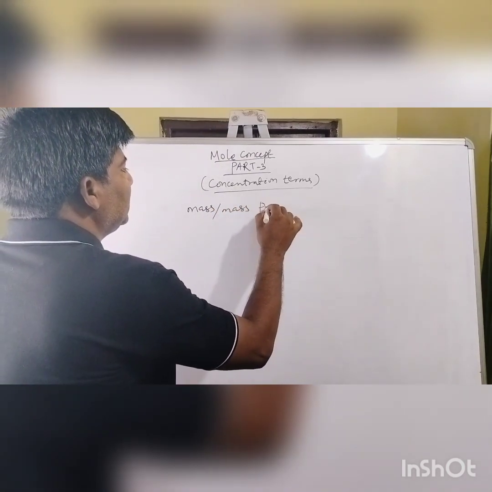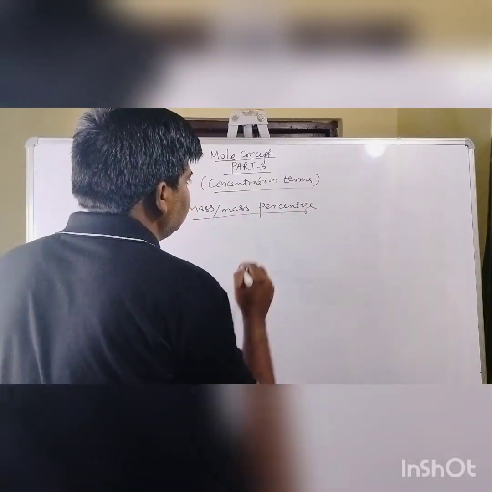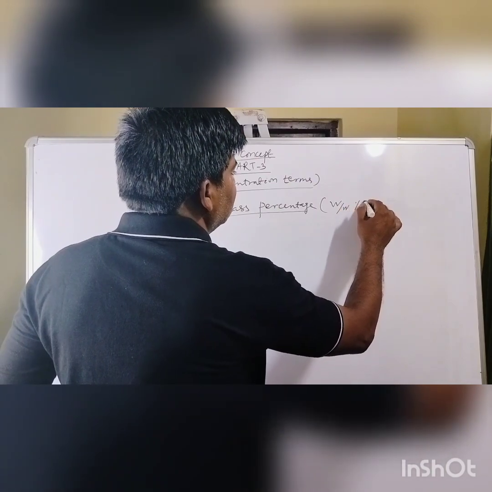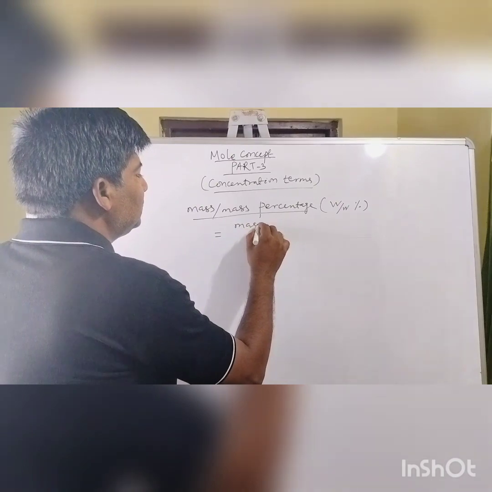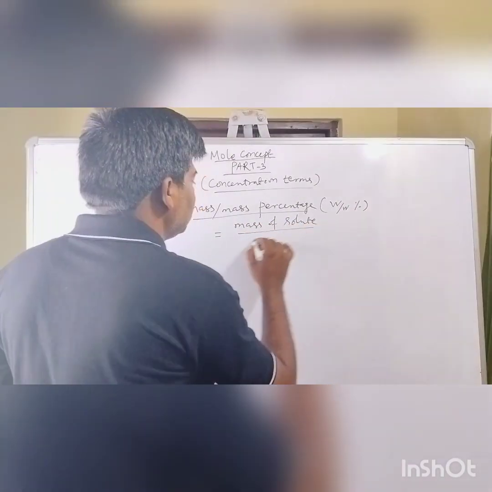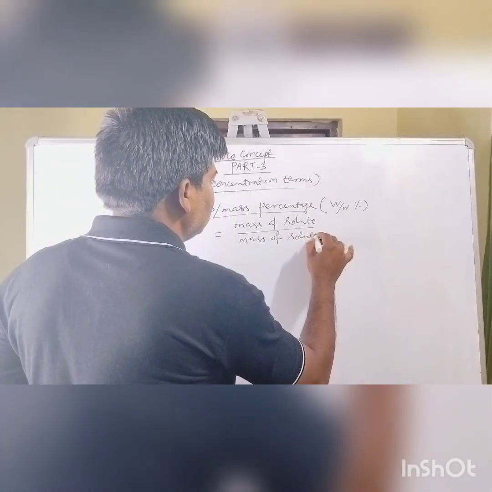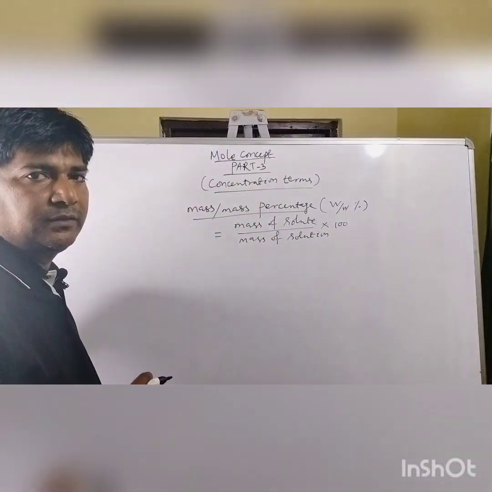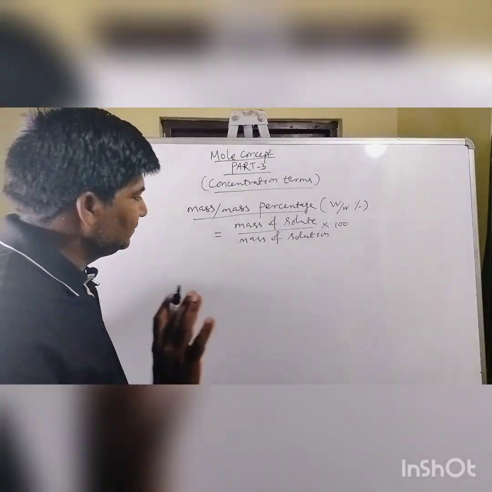Mass by mass percentage, or briefly you can write W by W percentage. This is equal to mass of solute by mass of solution into 100. Okay, so we can understand this by means of a simple example.